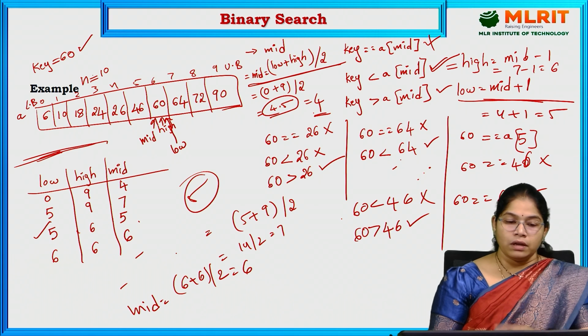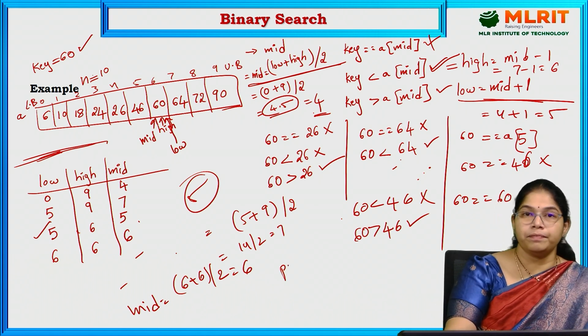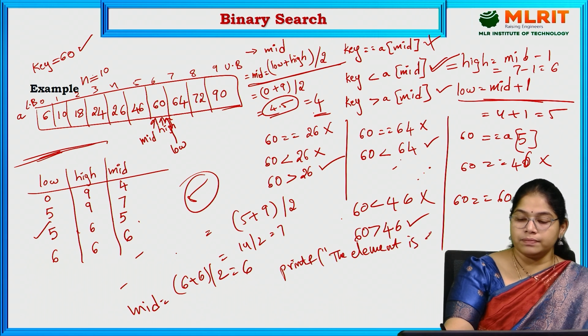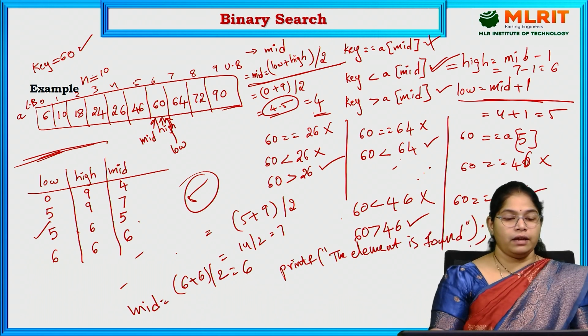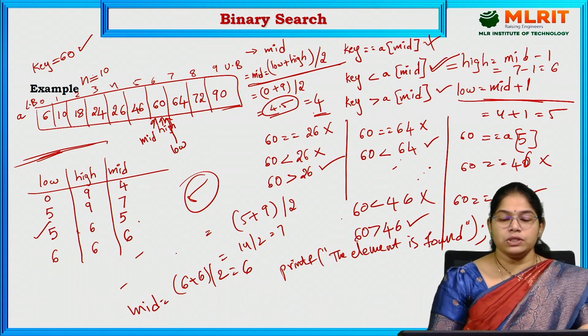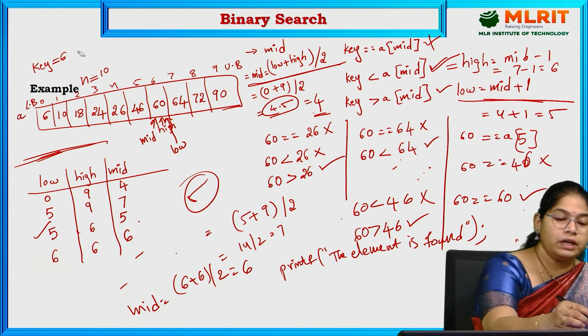So in such a case, we'll print the element is present at a location. We'll print that location. The element is found if the element is present in the given list of the array. Let us suppose the element is not present. If the element is not present, let us take now the key value.